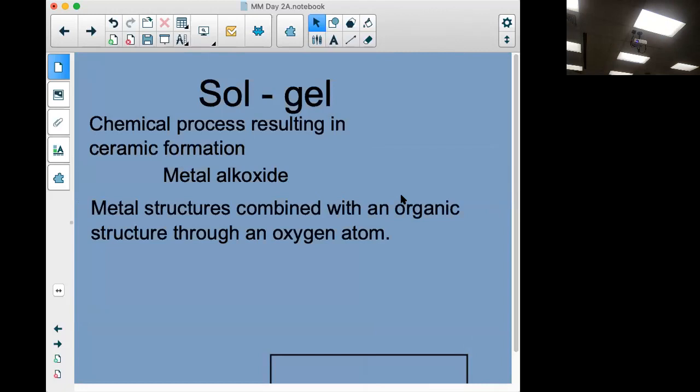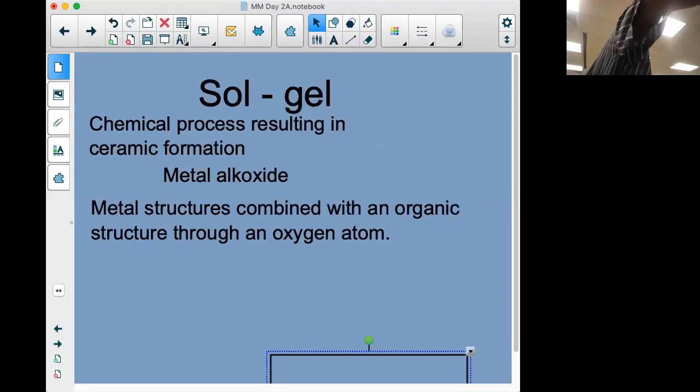They're a metal structure, any metal, aluminum, titanium, silicon, metalloid nature, combined with an organic structure, a methyl group CH3, carboxyl group C double bond O, anything along those lines, through an additional atom attaching the structure.